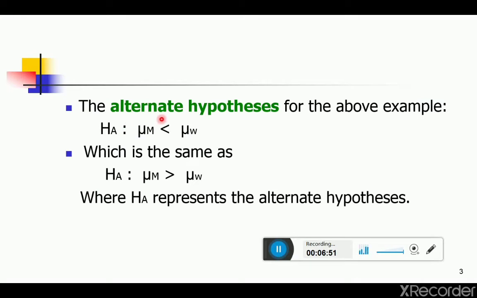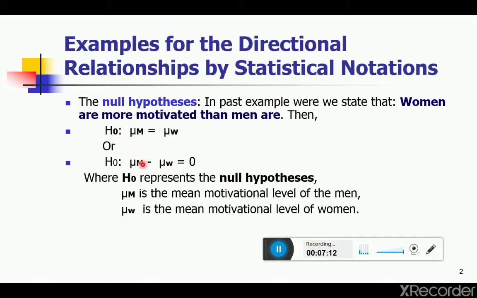Last time we already discussed that the alternative hypothesis is always denoted by H1 or Ha. The alternative hypothesis is always the opposite of your null hypothesis. If the null says mu m minus mu w is equal to 0, then the alternative is mu m minus mu w not equal to 0.